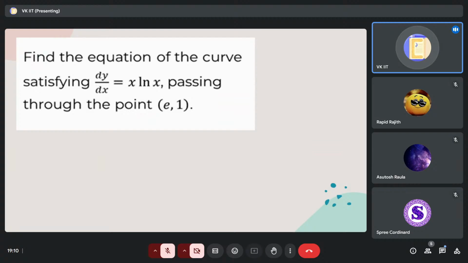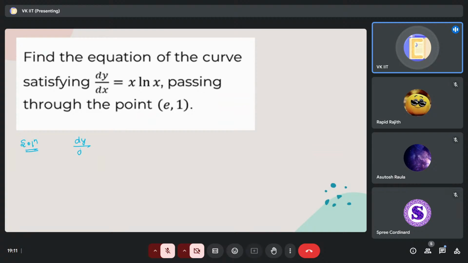In this case, we have to check whether the variable separable form is working or not. If it is working, then follow the procedure we studied in the last class. So what was the procedure? Let's discuss. If you see the question, it's a simple question: dy by dx is equal to x into ln x. Now what is this, passing through the point (e, 1)?